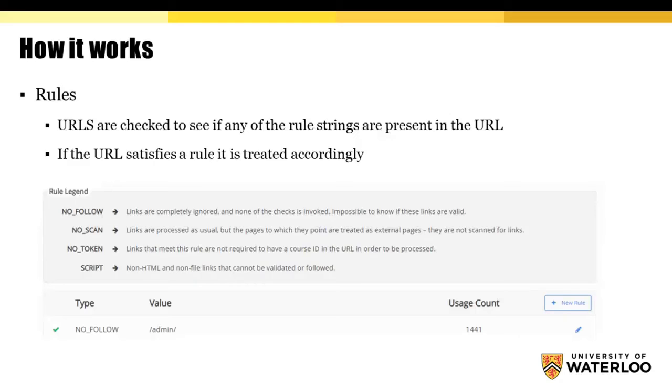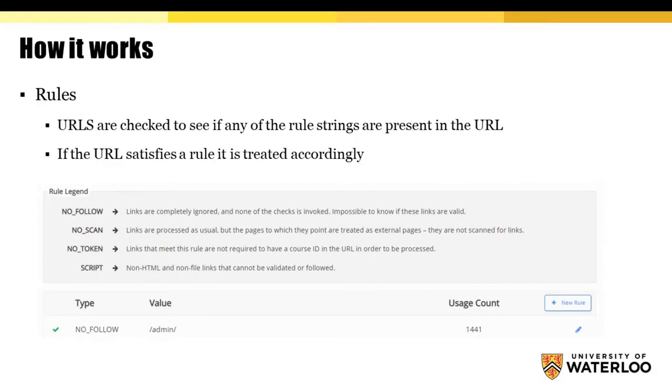As mentioned before, the app has a set of rules. These rules are strings, and URLs are checked to see if any of the rule strings are present in the URL. If the URL satisfies a rule, it is treated accordingly. There are 4 types of rules.